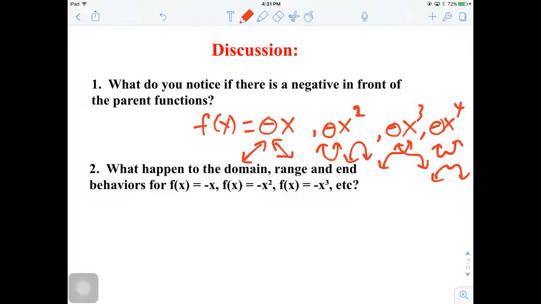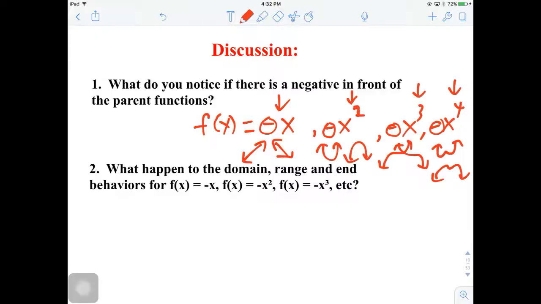So I want you guys to actually enter these equations into Desmos and see if that actually follows the theory that we are saying here. And what happens to the domain and range and end behavior. It kind of flips things. So you can see that the domain does not change at all for any of the functions. It's still all reals pretty much for all of them.